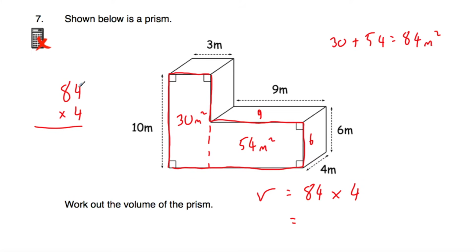So 4 times 4 is 16. Put a 6 down and carry a 1. 4 times 8 is equal to 32, plus 1 is 33. So that means the volume of this prism would be 336 meters cubed. So that's the volume of this prism.